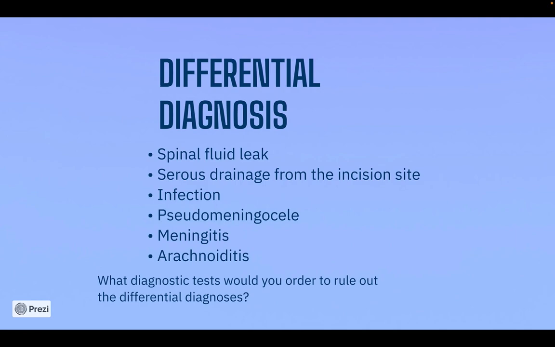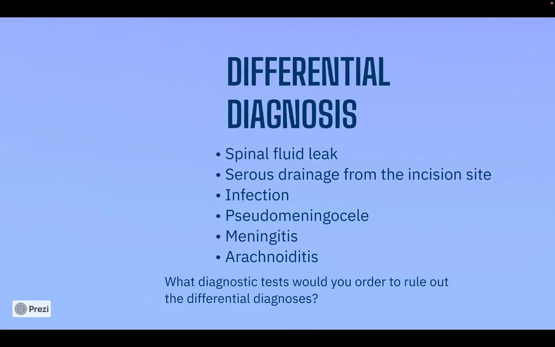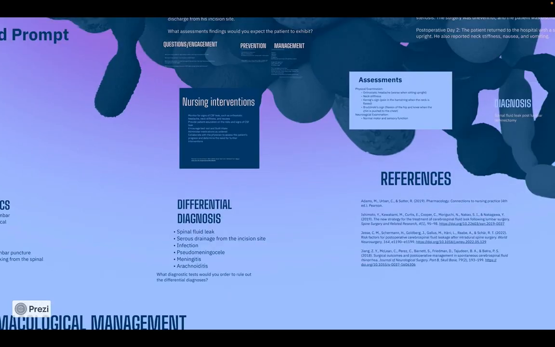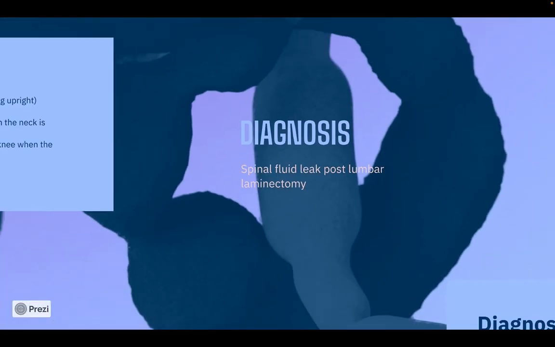And then we thought of arachnoiditis, which is an inflammation of the arachnoid matter, which is one of the meninges. That can cause a headache and neck stiffness and other neuro symptoms, but also it's just much less common even than meningitis. So now we can talk about our nursing interventions.